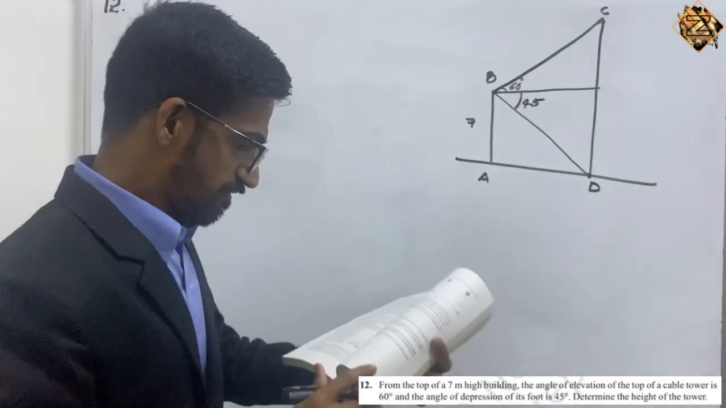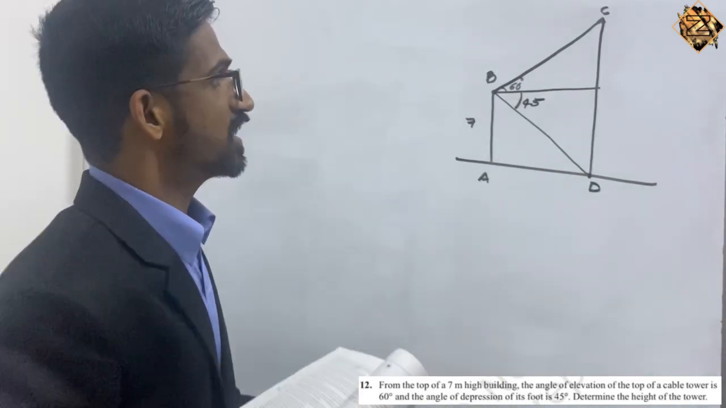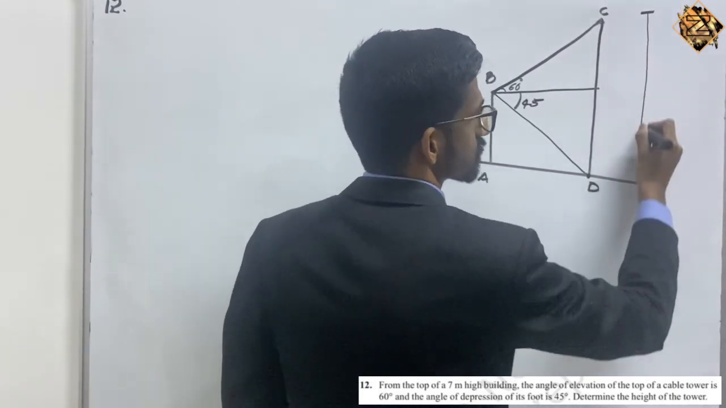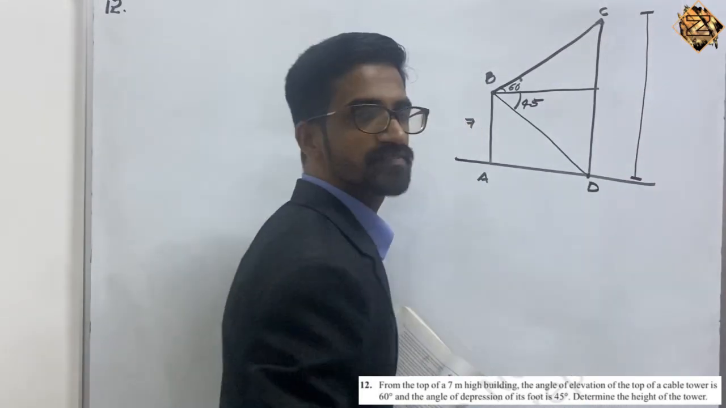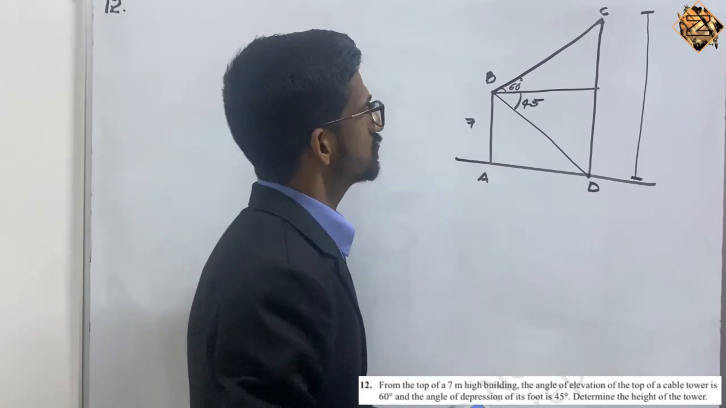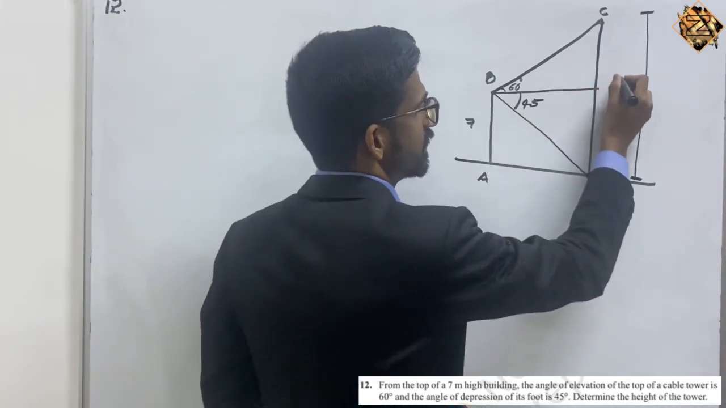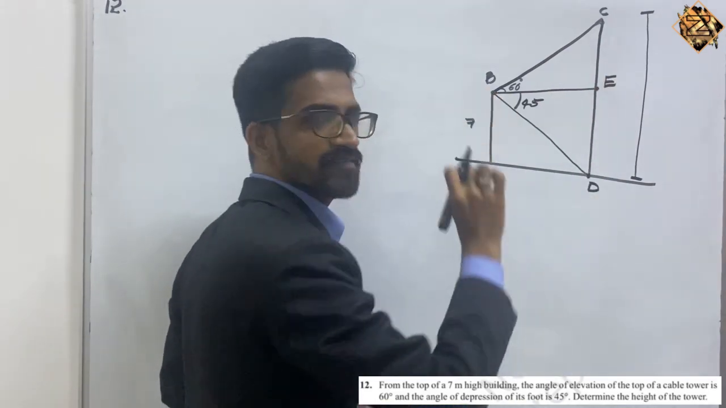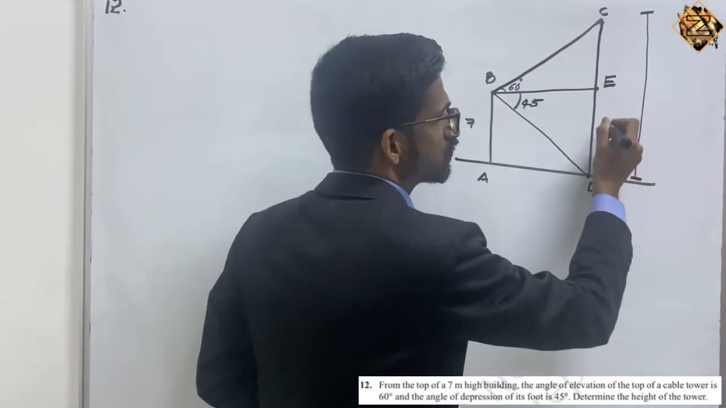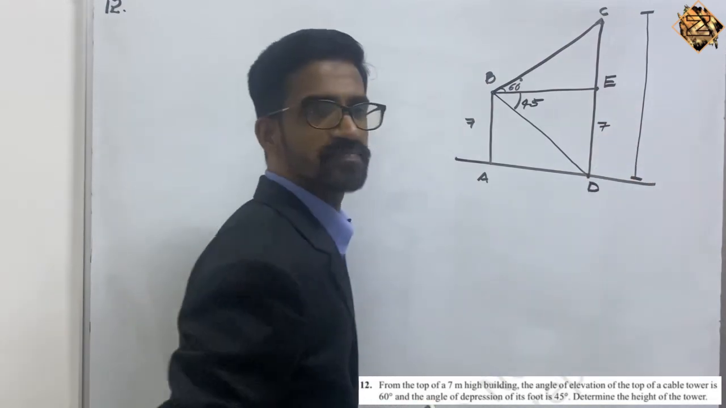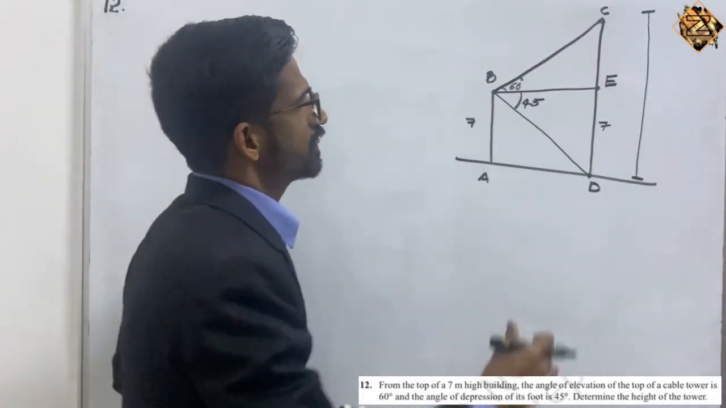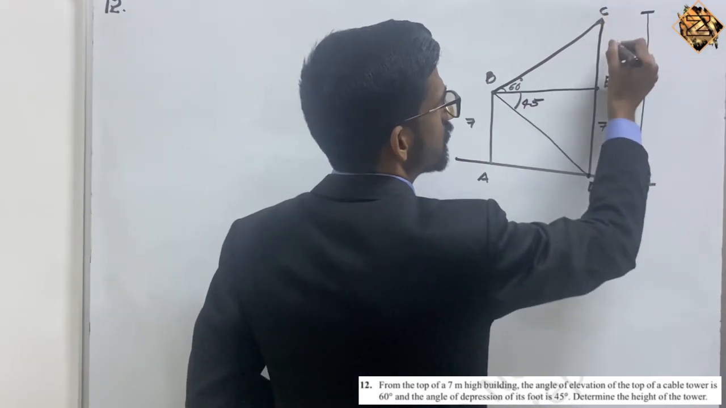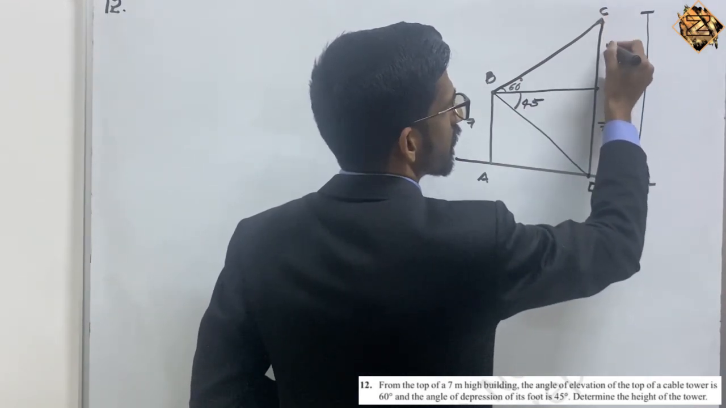What is the question? Determine the height of the tower. We have to find the total height of the tower. Okay, so since AB is 7 meter, here we can take E, let this be the point E. DE is also 7. And now we have to find the total height of the tower. So let CE equal to H.